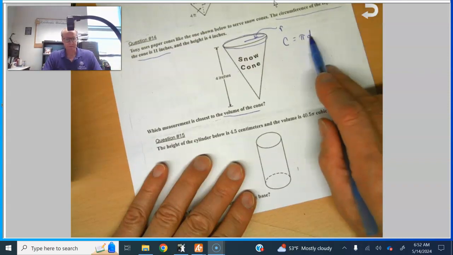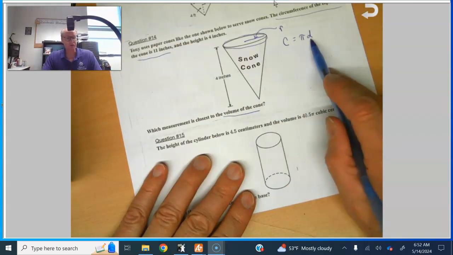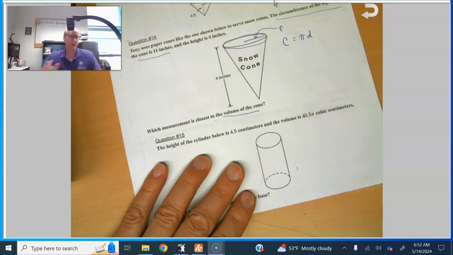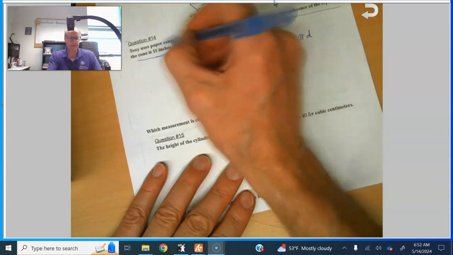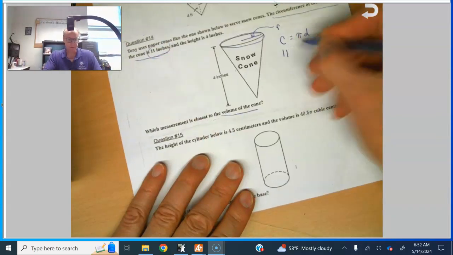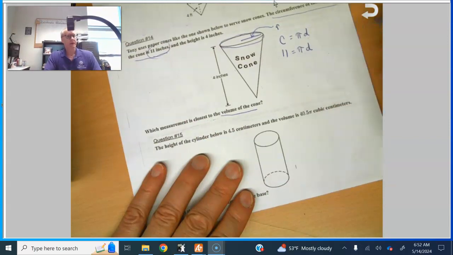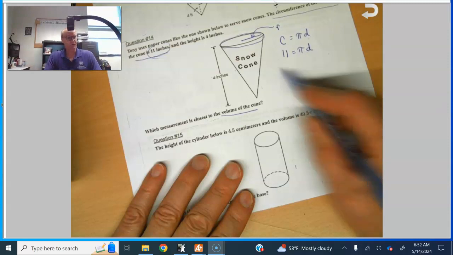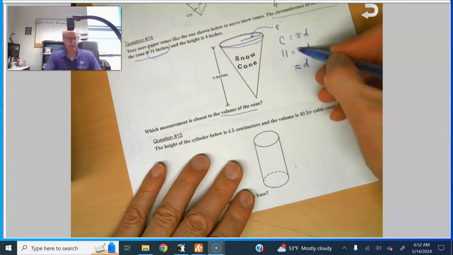I could use this, and I could find the diameter and then use that to find the radius. Or I could just put 2r instead of the diameter here and solve for that. Either way works. Now it says the circumference is 11 inches, so I can put 11 inches in here. And that's pi times the diameter. Now what I can do is divide by pi on both sides, and I will have the diameter in inches, approximately. And it's going to be 11 divided by pi.